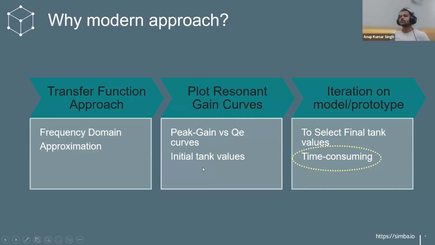So you get the initial tank values, and then after getting these tank values, you iterate the simulation to get the actual curve to further tune your tank values. To select the final tank values, you either prepare a model in simulation or prepare a prototype, and then you iterate to reach the final tank values. This process can be a little bit time consuming.